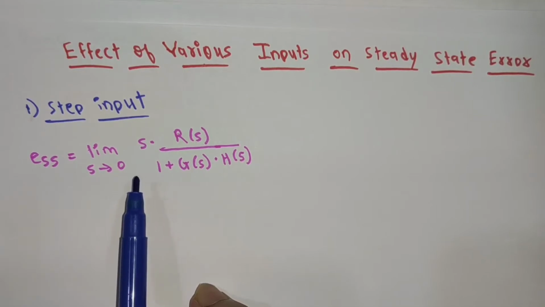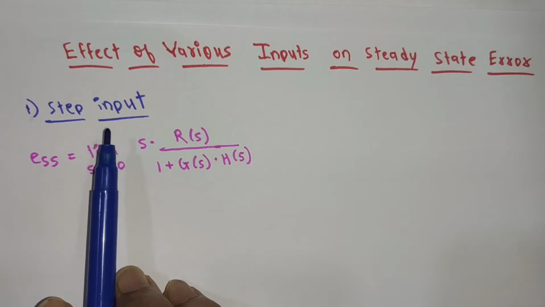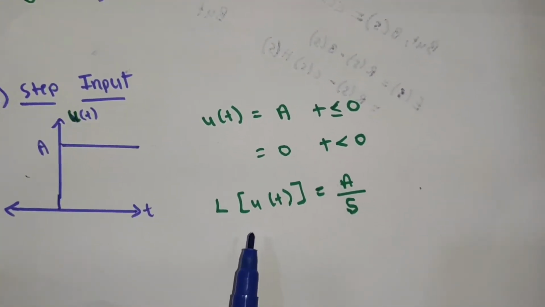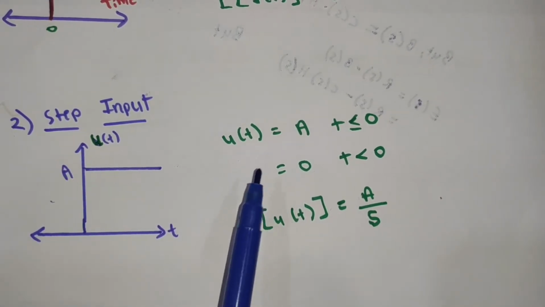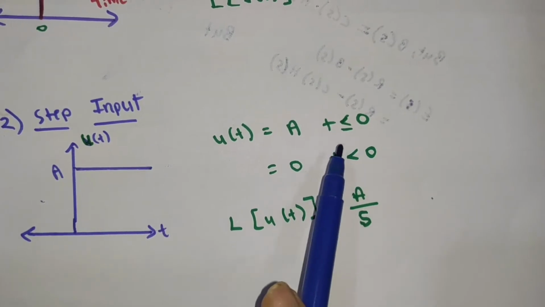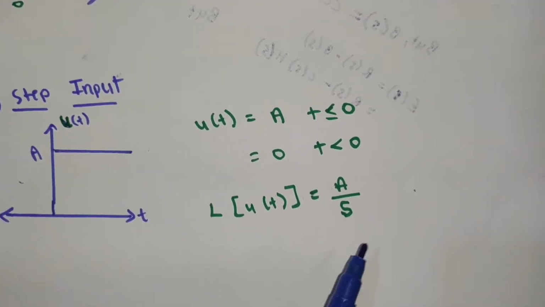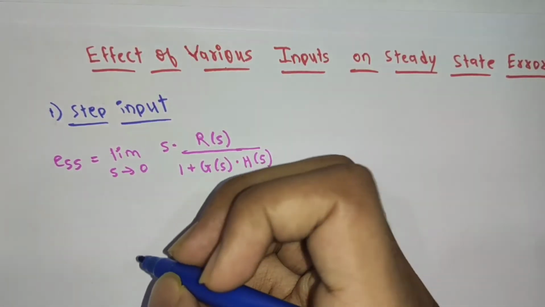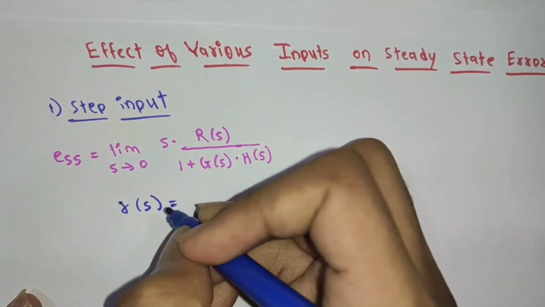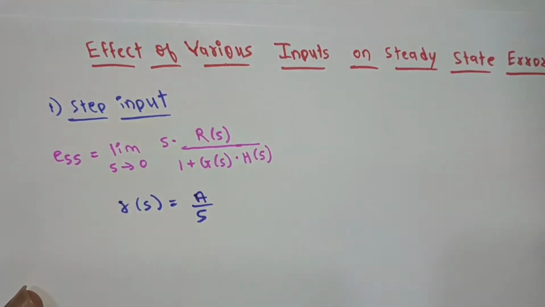Now let's see what happens when various inputs are applied. The first input, let's take a step input. We have already seen that for a step input the condition is the input u(t) is equal to the magnitude A for t greater than or equal to 0, and its Laplace is given by A/S for the step input. So now I am going to write R(s), the Laplace, as A/S, which we have already seen.